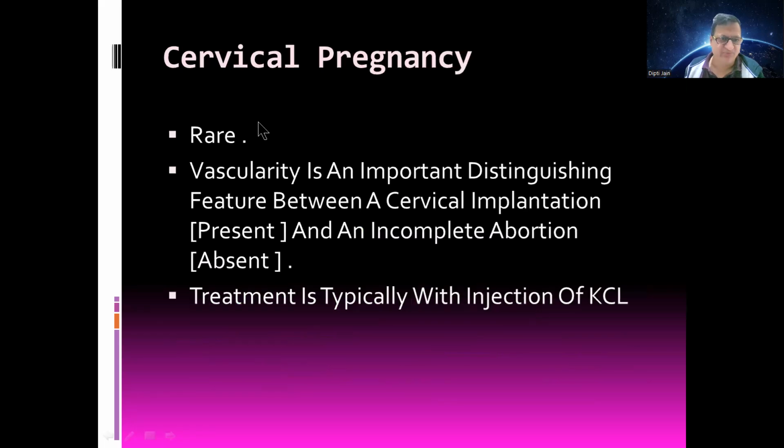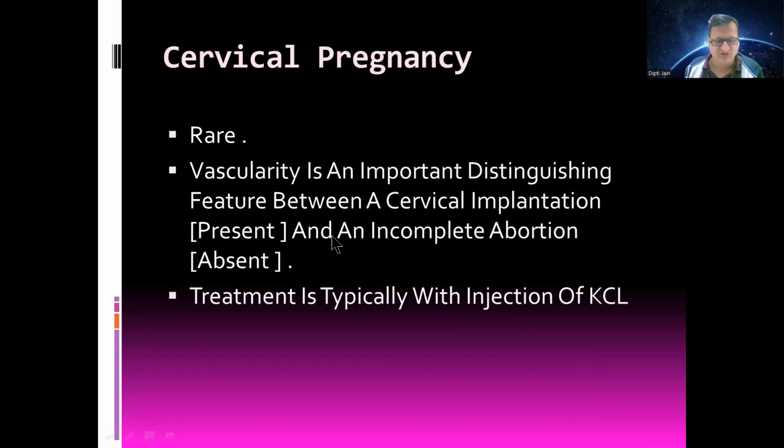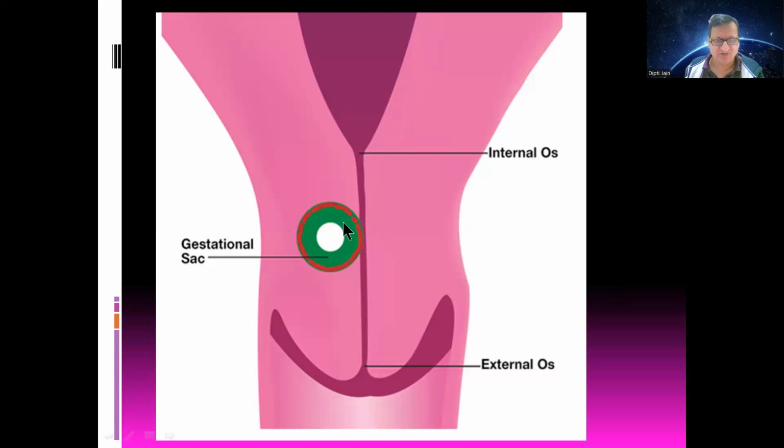Now next is cervical pregnancy. It is rare. Vascularity is an important distinguishing feature between cervical implantation and incomplete abortion. In cervical implantation, the vascularity is present. In incomplete abortion it is absent, and treatment is typically with injection of KCl. So this is the location of the cervical pregnancy, that is, it is in the cervical wall, not in the canal. It is away from the cervical canal.